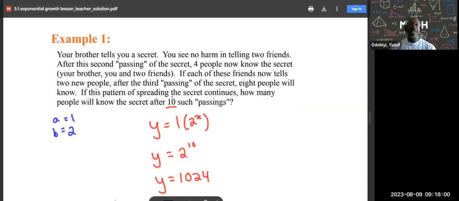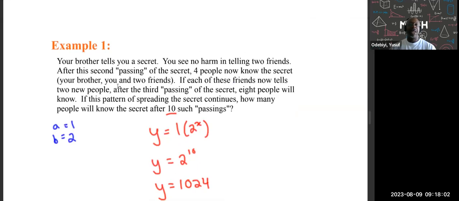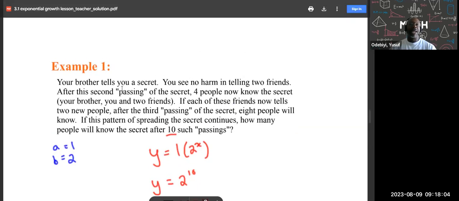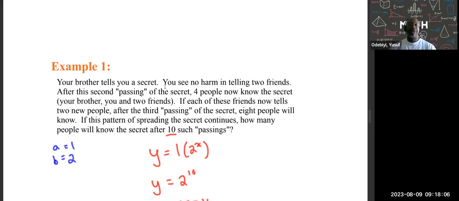Okay, now let's look at this example. Okay, your brother tells you a secret. Okay, I guess this is an example of a secret and how quickly a rumor can spread.